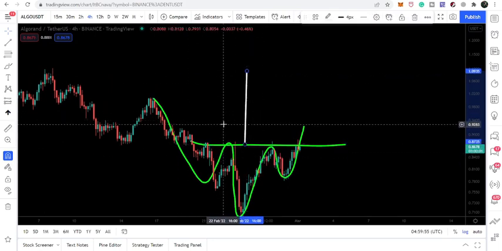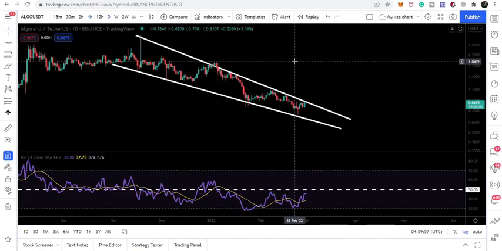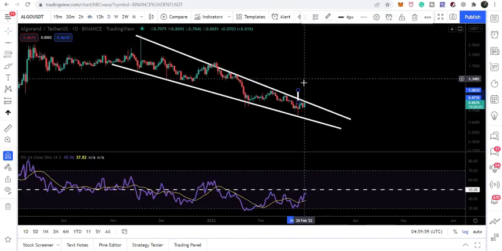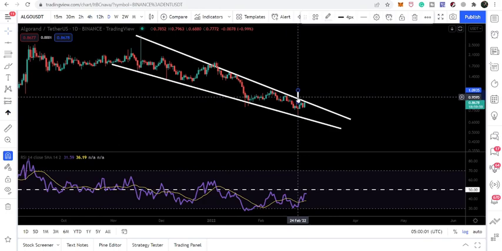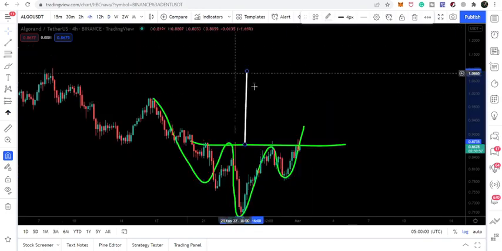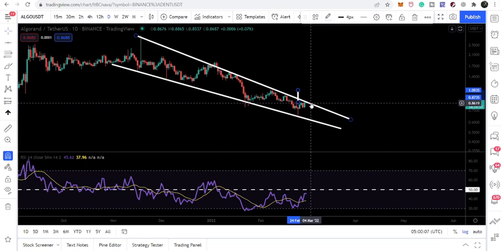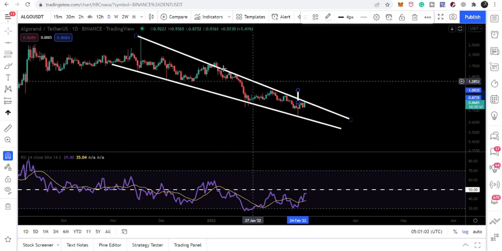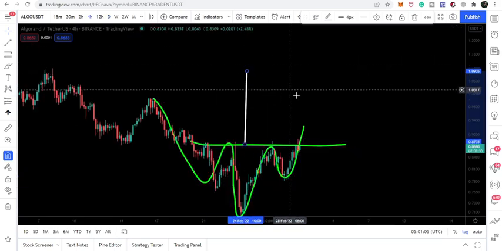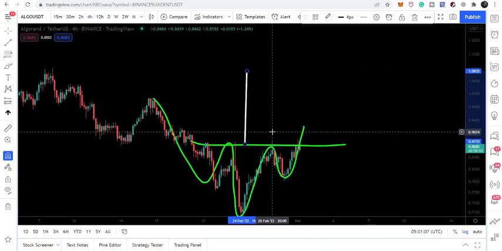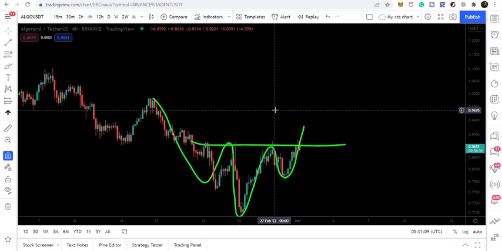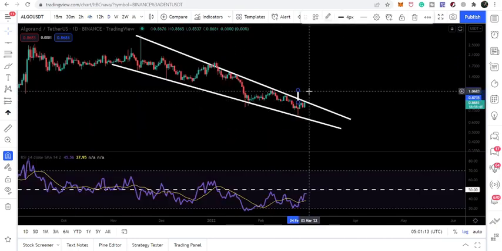For example, let me copy this trend line from here and paste it here. Then we can see that if we break out the neckline of this head and shoulder pattern, then we can also break out this very big resistance of this falling wedge pattern as well. Therefore, the next few hours are really very important. We need to keep an eye on this breakout from the neckline of this head and shoulder pattern. Then we can expect a breakout from this falling wedge pattern as well.